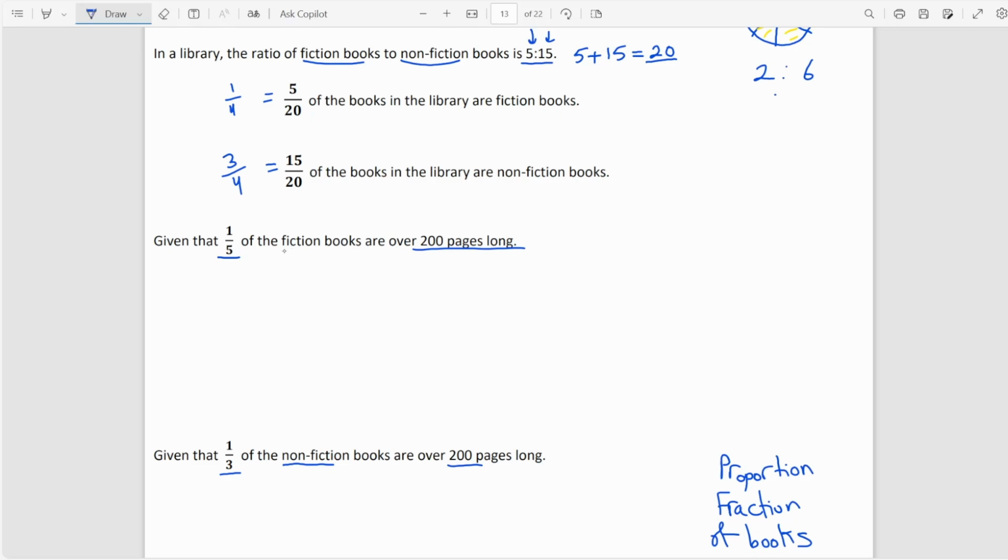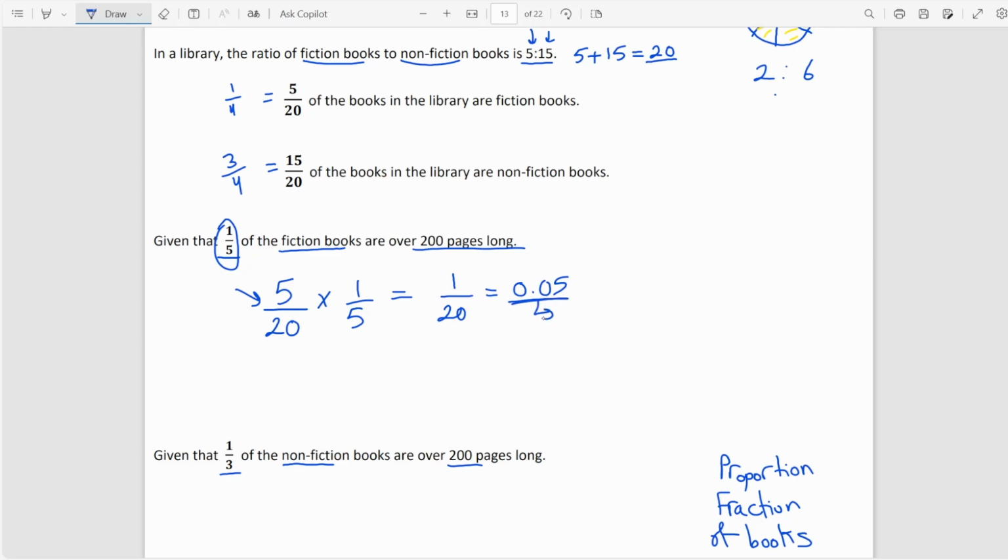Firstly, when it comes to fiction books, we have 5/20. So 5/20 of the entire collection of the books are fiction. Now, 1/5 of those 5/20 are over 200 pages long. So how can I find the fraction that represents this scenario? I will multiply by 1/5. And this will give me 1/20, okay? Or 0.05, all right?